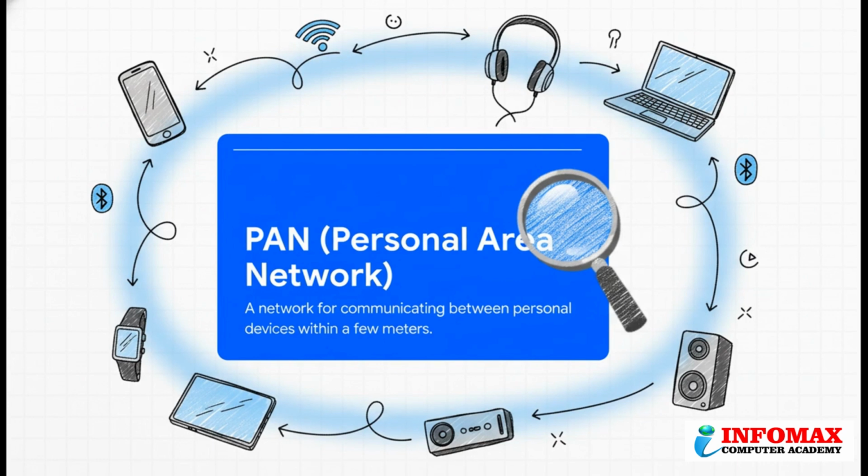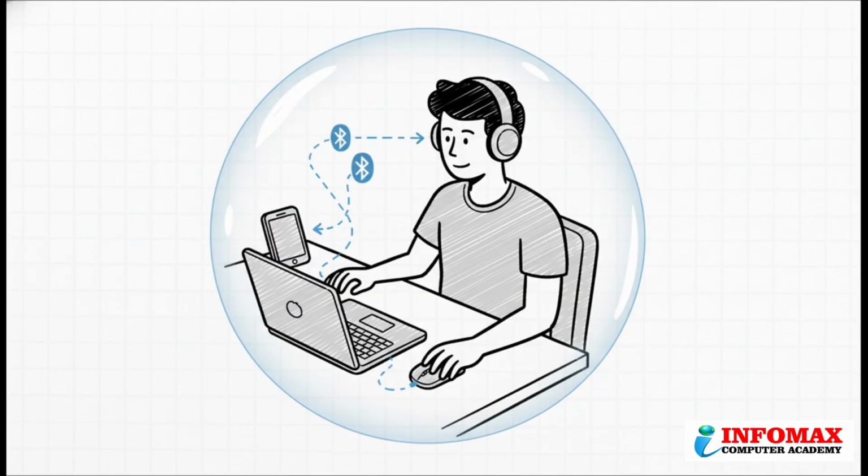Okay, so let's take just one step out from our body and into our immediate personal space. This is where you find the Personal Area Network, or PAN. This is all about getting the gadgets in your little tech bubble to talk to each other. We're talking a tiny coverage area, just a few meters. But this is the network you use all the time.